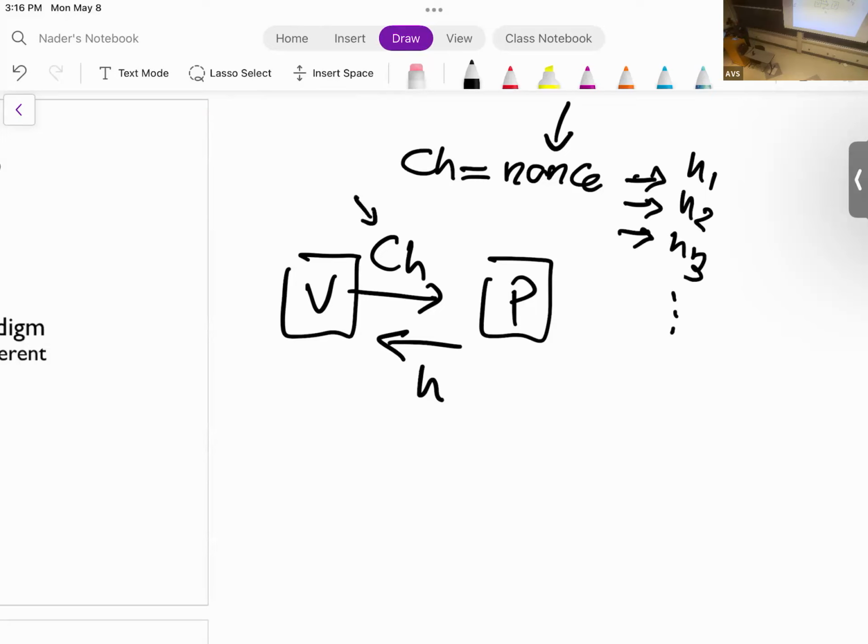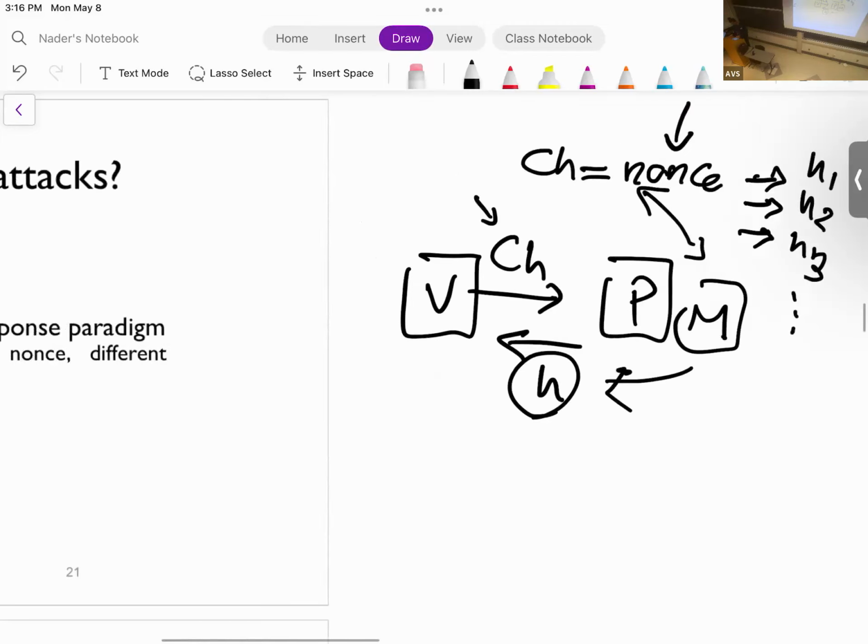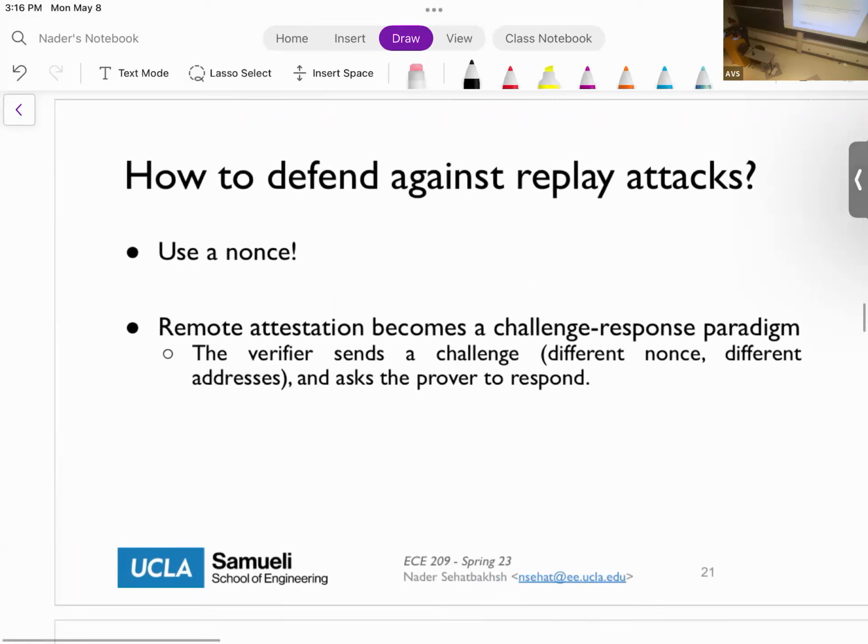Basically, this is the challenge that we are sending. In this case, it's just a different nonce value. And the response is the corresponding hash based on the content of memory of this prover and this nonce. So together, they result in a different hash. Okay, that's the idea that we are going after. All right. Any questions so far? Good.